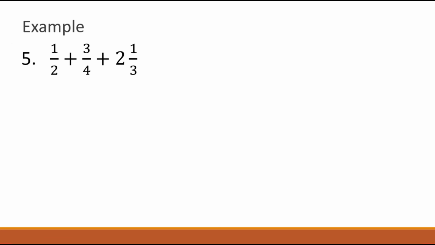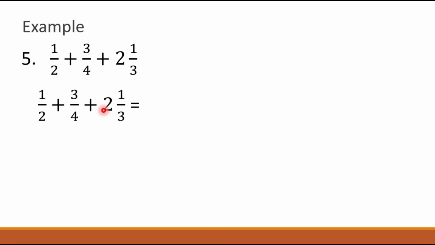Let's have the last example under addition of rational numbers. We have 1/2 plus 3/4 plus 2 and 1/3. So here, the first thing that we should do is to change the mixed number given into an improper fraction. So how do we change 2 and 1/3 into an improper fraction?